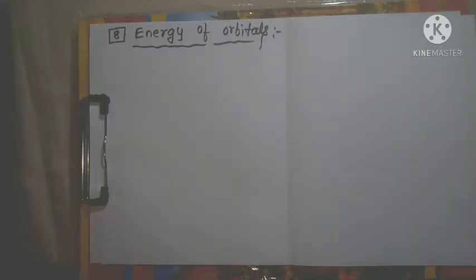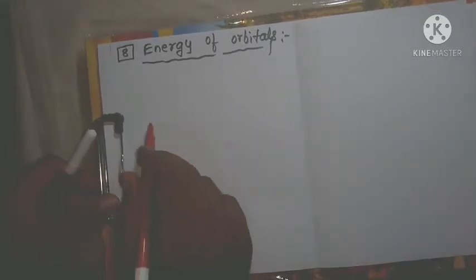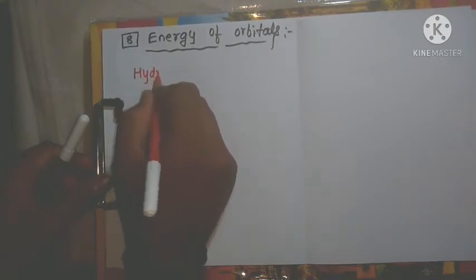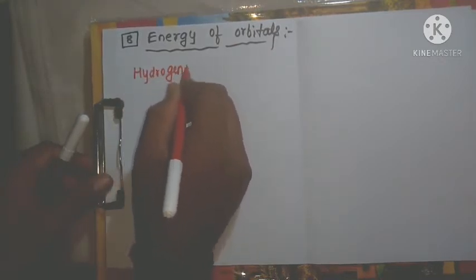In my last video we discussed 7 points. Next we will go for the 8th one, that is energy of the orbitals. Here, energy of the orbitals we are going to study for hydrogen separately and for other atoms separately. First we will study for the hydrogen. For which atom? Hydrogen atom.